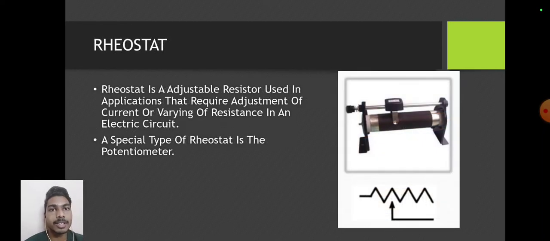And next one is rheostat. Rheostat is an adjustable resistor used in the applications that require adjustment of current or varying of resistance in an electrical circuit. A special type of rheostat is the potentiometer. So this is the rheostat, and this is rheostat symbol.